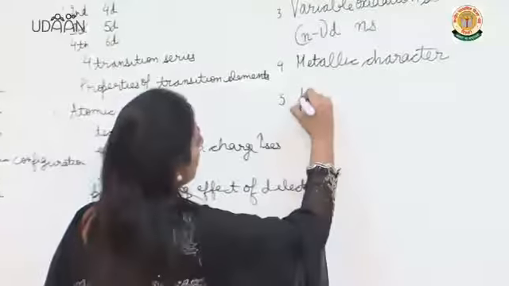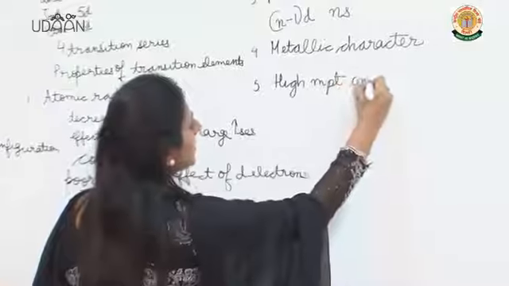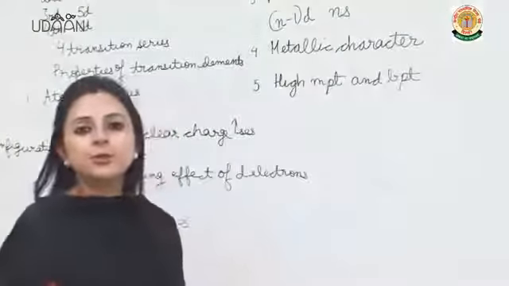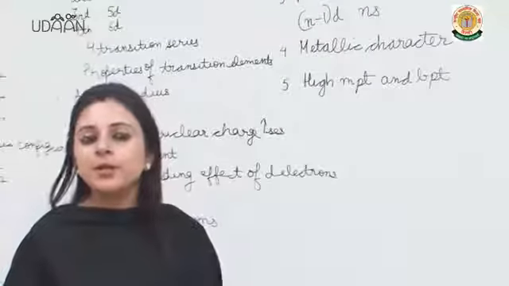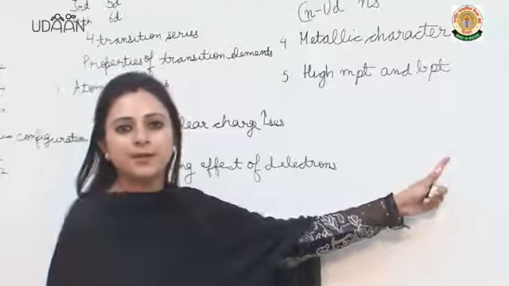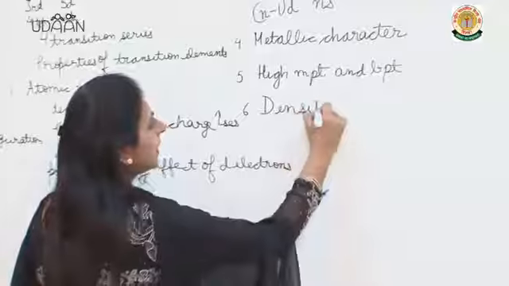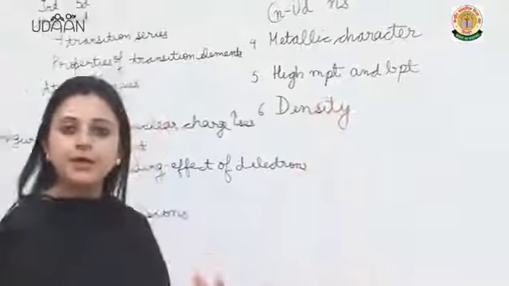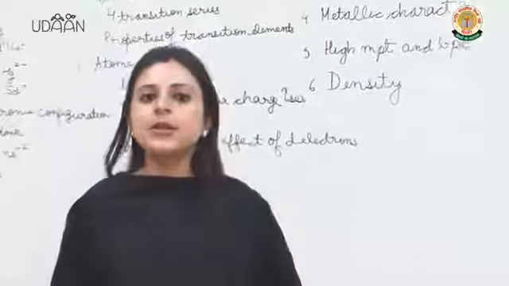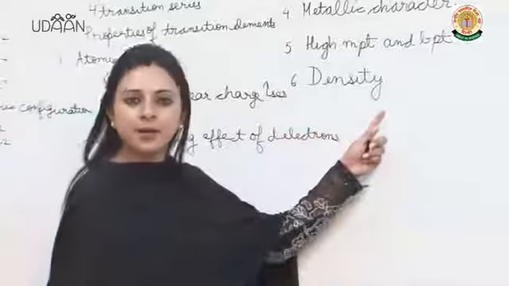Now when we talk about melting and boiling point, the melting and boiling point is very high. Now why do you think it is high? Because due to the presence of unpaired electrons, the metallic bonding is strong, जिसकी वजह से melting point and boiling point is high. अब इसी से हम density समझेंगे, that density is also very high. Why density is high? Again the same reason, due to the presence of unpaired electrons, metallic bonding is strong, जिसकी वजह से the density is high.